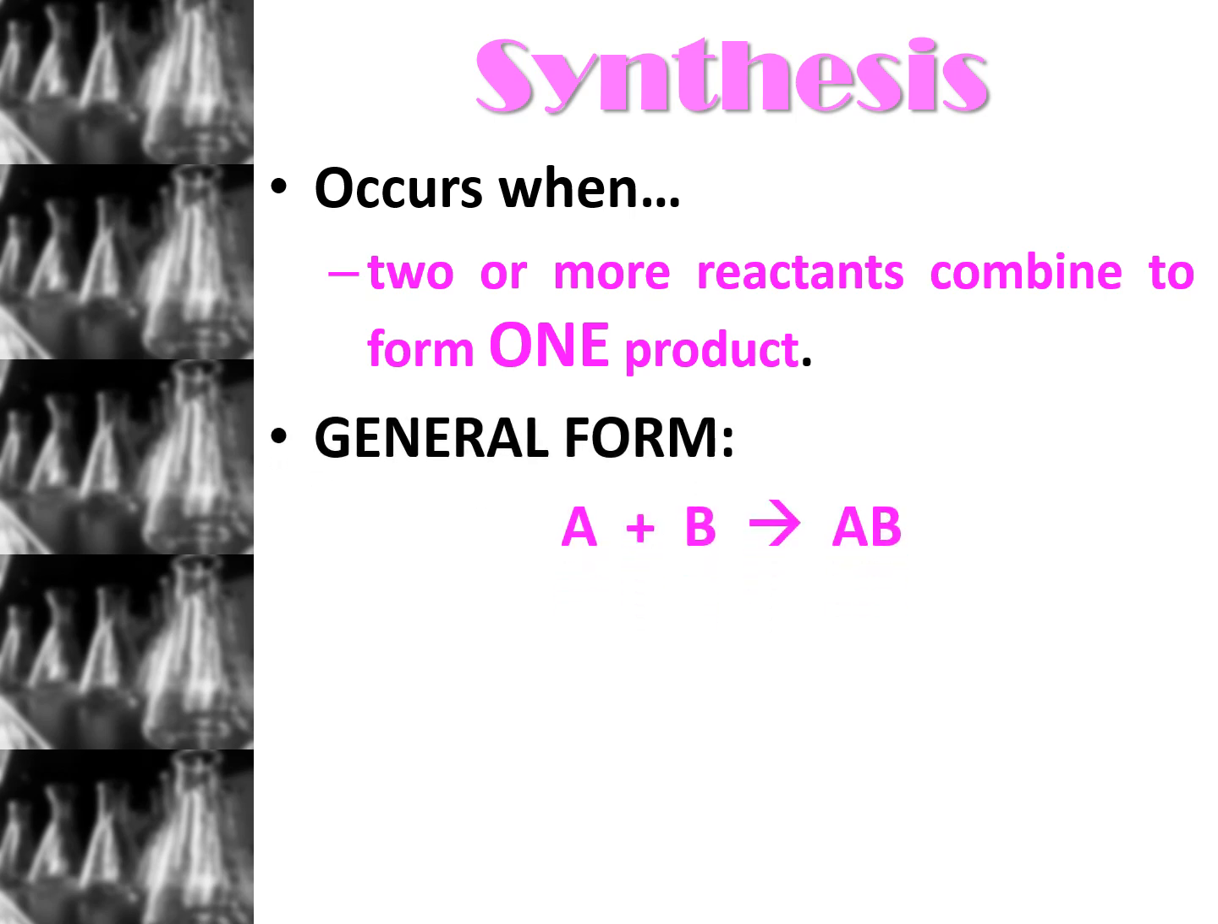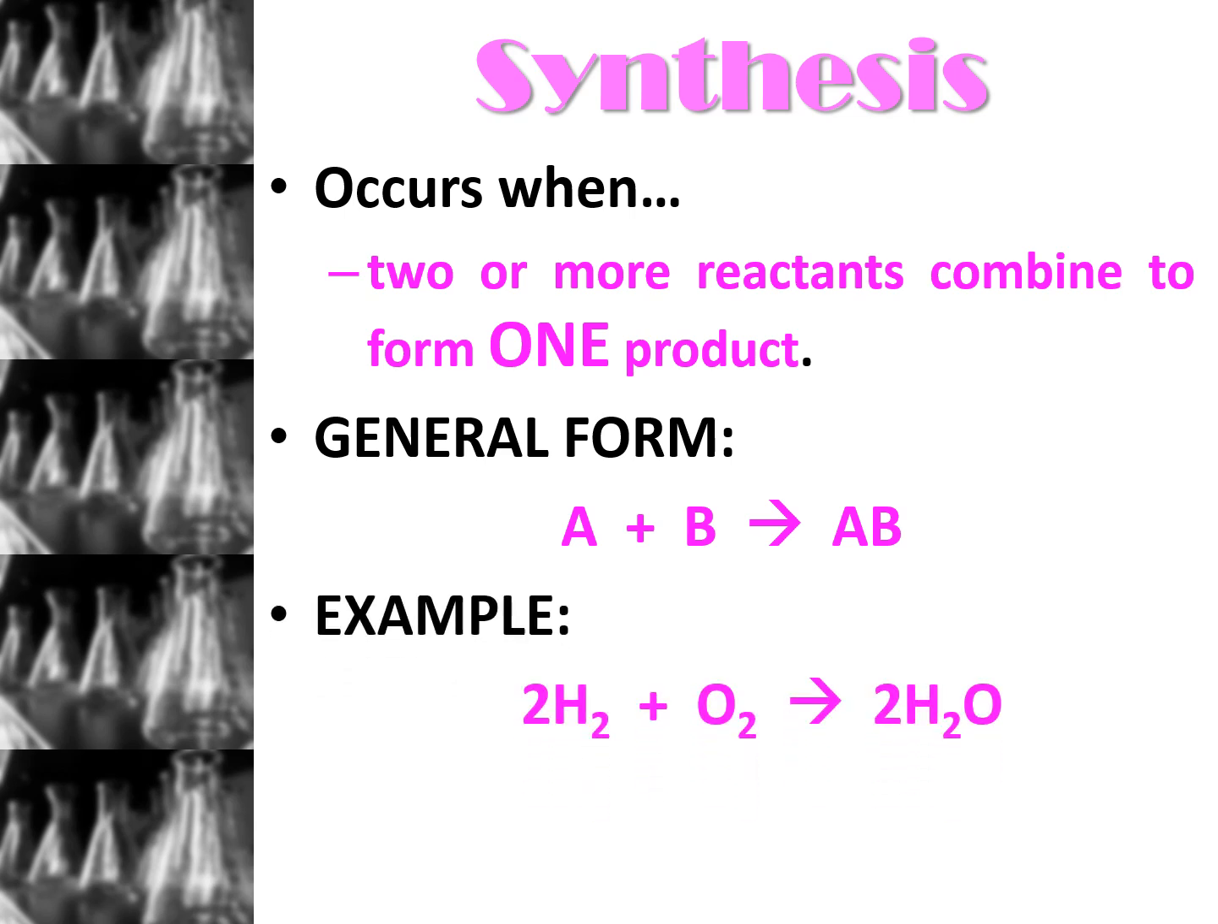The A plus B, again, they could have subscripts, they could be compounds, but the point here is the easiest way to recognize this one is that there's only one thing to the right of the arrow, only one product. So here's a true life example where you're taking hydrogen and oxygen and putting it together to make water.